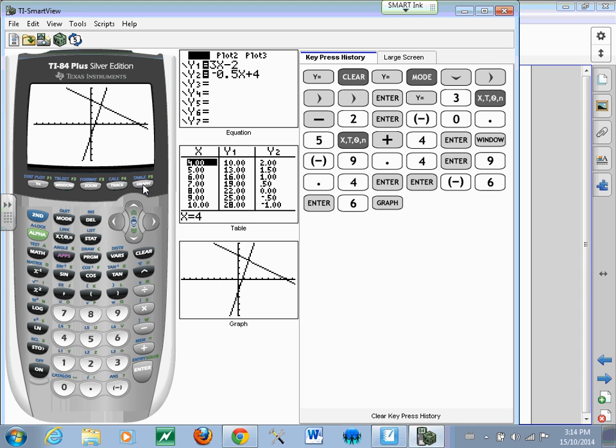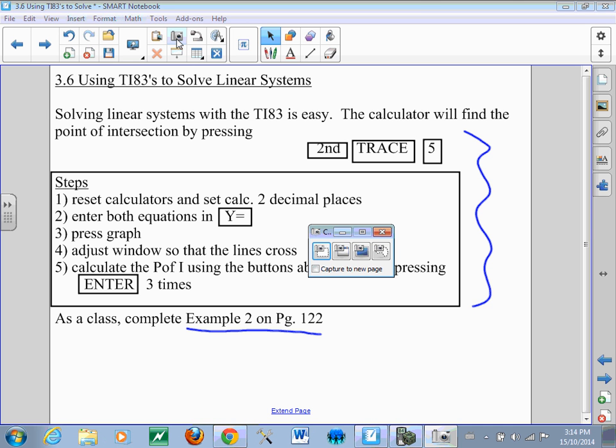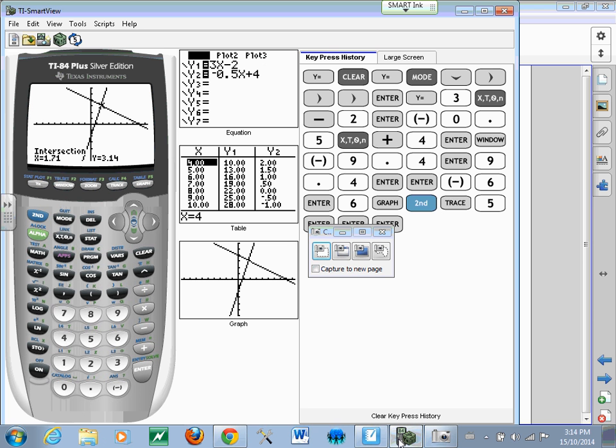But in order to try to trace that, that could take a little difficulty. We've got some calculation buttons in the calculator, and the graphing calculator will actually do it for you. So I'm going to go second trace, which is my calculate button. Notice number 5 says intersect, which means intersection point. So I press enter. The cursor's on one line. I press enter again. It jumps to the other. It'll say guess, so press enter again. And you've got your point of intersection. So I'm just going to quickly go back to my website. I'm going to actually capture that screen.